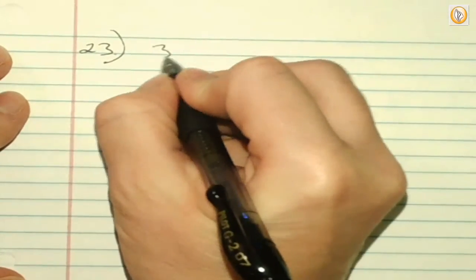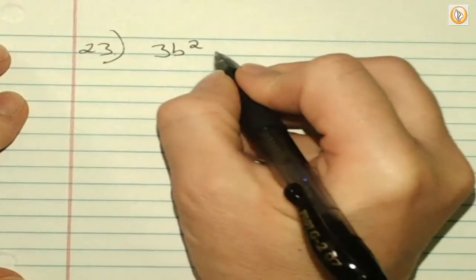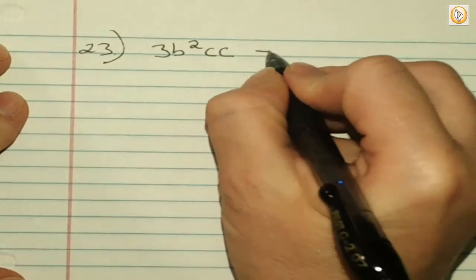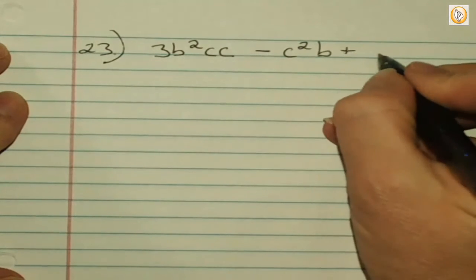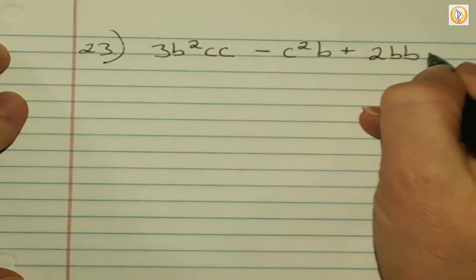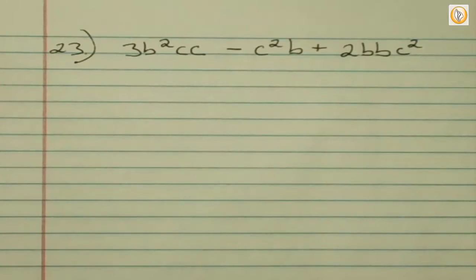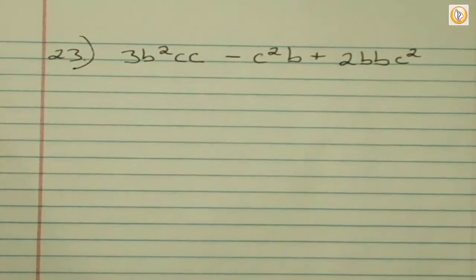All right, I'm going to do one more. And I'm setting you free. Look at 23. 3b squared c c minus c squared b plus 2b c squared. Franz, you want to try this one? You have it written down? All right, Franz, you're supposed to be taking notes. New, you're my next victim.